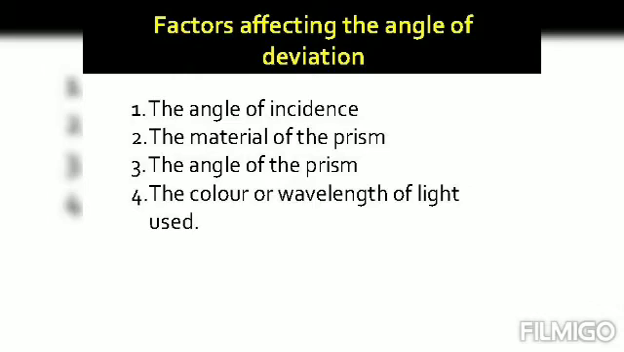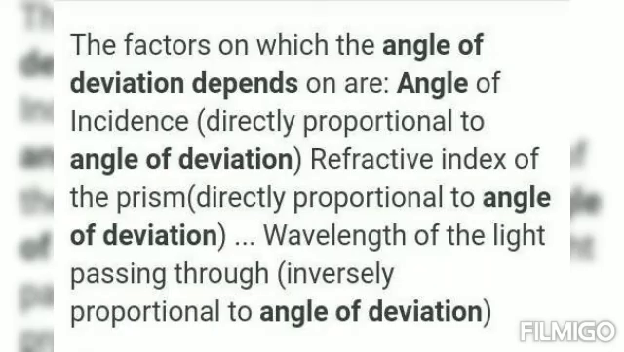What color or wavelength of light is used? Which color you are throwing on the prism, what is the wavelength of the light which is thrown on the prism? So the angle of deviation depends on these 4 factors: angle of incidence, material of the prism, angle of the prism, and the color or wavelength of light used. Now how they depend, we'll see.